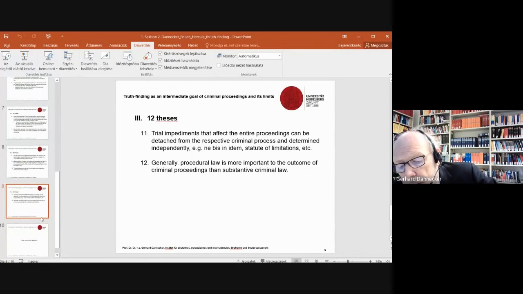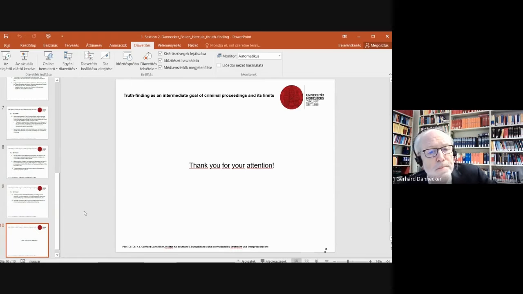And last but not least, number 12, the questions we are dealing with today are less subject to scientific discussion than questions of substantive criminal law. However, we should recall the experience that procedural law is usually more important than substantive criminal law. It is not uncommon for criminal procedural law to determine the outcome of the proceedings. Thank you for your attention.